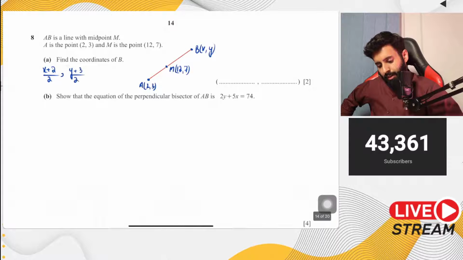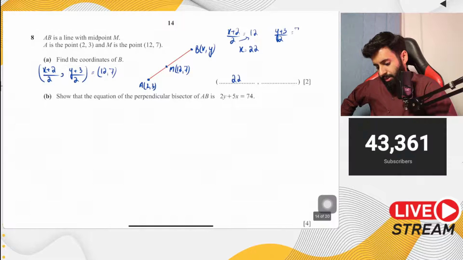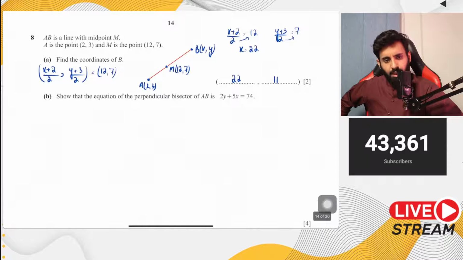And they're equal to what? They're equal to 12, 7 respectively. So (x plus 2) upon 2 equals 12. Cross multiply, 12 into 2 is 24, and x equals 24 minus 2, which is 22. Then let's do the same for y. (y plus 3) upon 2 equals 7. 2 times 7 is 14. 14 minus 3 equals 11. So there you go. Easy.